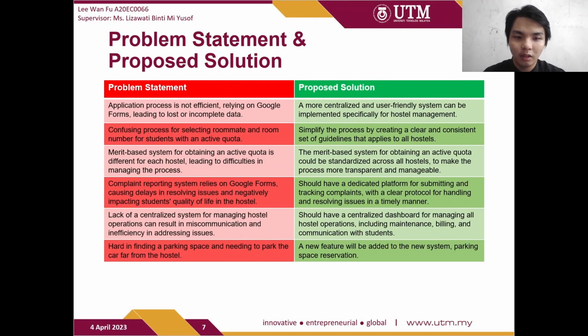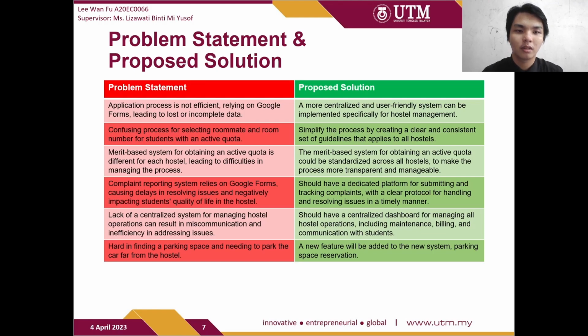Throughout the currently existing system, some problems have been identified and need to be solved. Number 1. The application process is not efficient, relying on Google Forms, leading to loss or incomplete data. The solution is that a more centralized and user-friendly system can be implemented specifically for hostel management. Number 2. Confusing process for selecting roommate and room number for students with an active quota. To solve it, simplify the process by creating a clear and consistent set of guidelines that applies to all hostels.